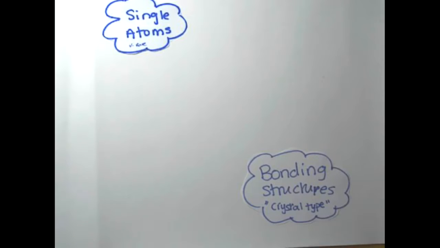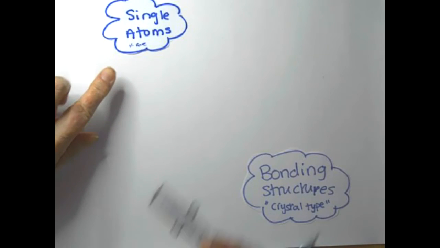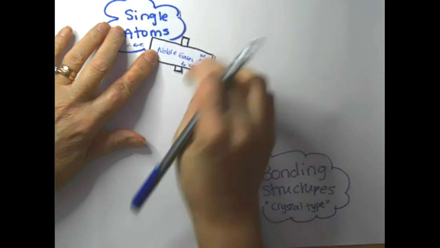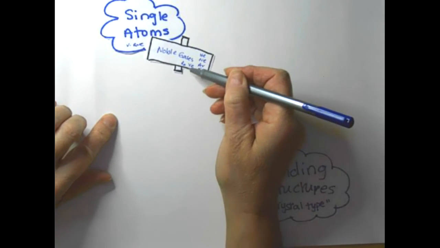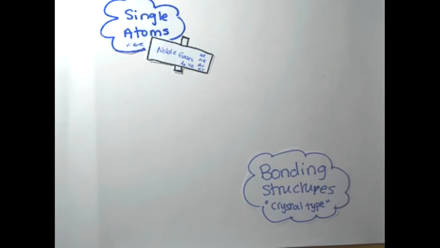So the single atoms are very rare, but they do tend to be the noble gases. So things like helium, neon, argon, krypton, xenon, radon. So they are single atoms. They exist as single atoms.